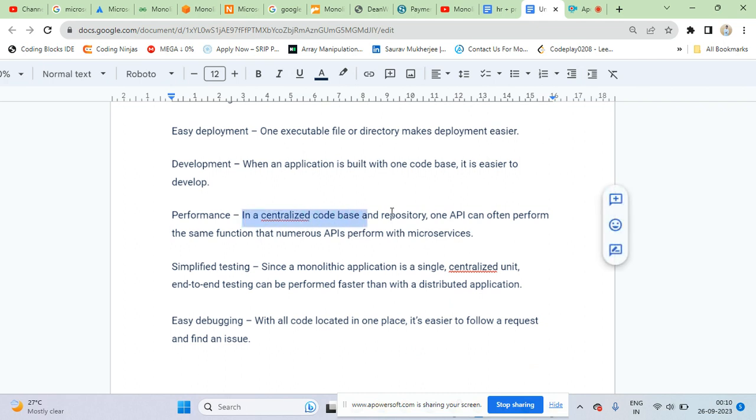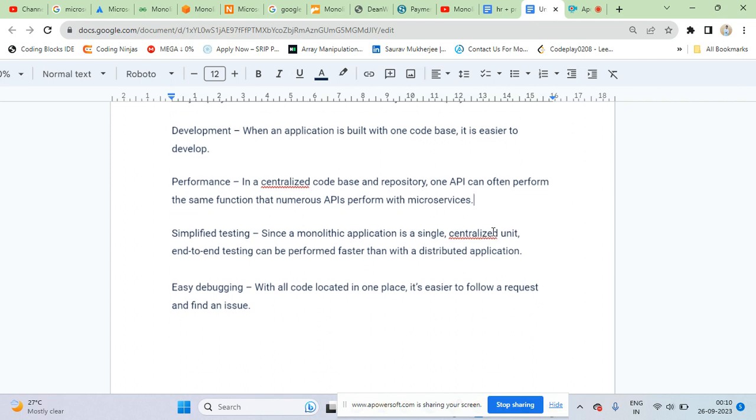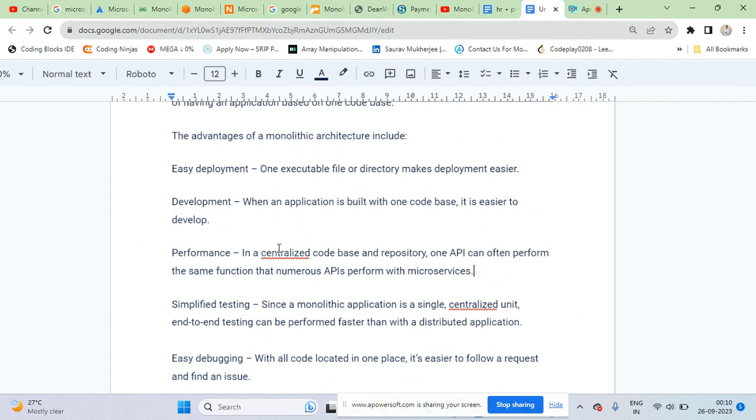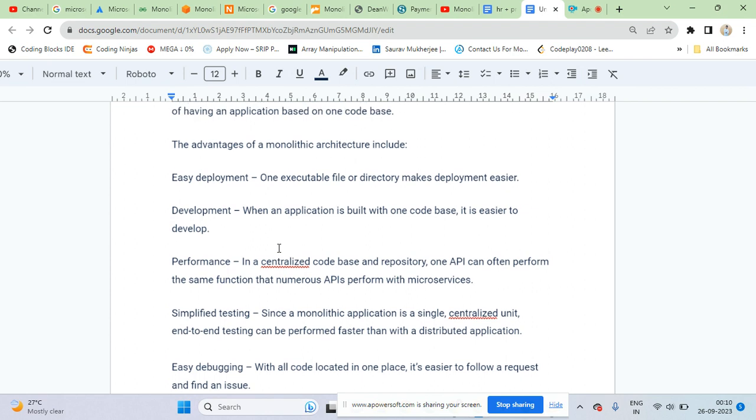And with a centralized code base repository, one API can perform the same function that a number of APIs perform in microservices. There, let's say, for a bigger task with 10 subtasks you need 10 APIs, but here you can do it with one API only. A single monolith application is a single centralized unit. It simplifies testing. Its deployment is very easy, and development is easier and faster, I would say.